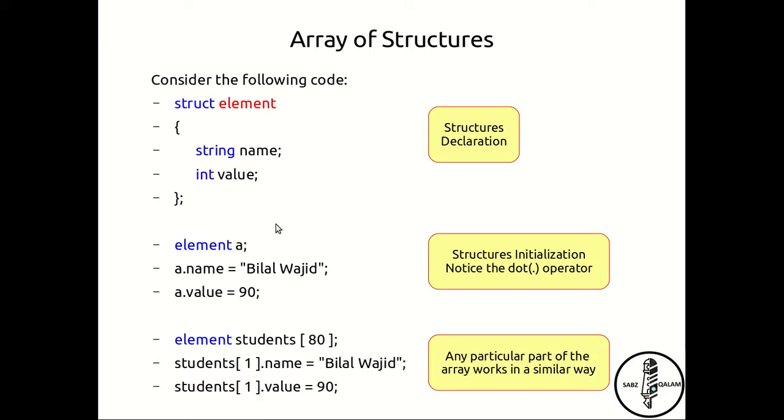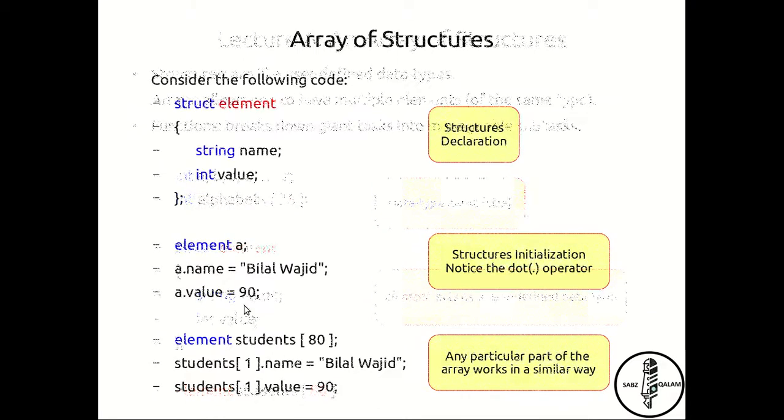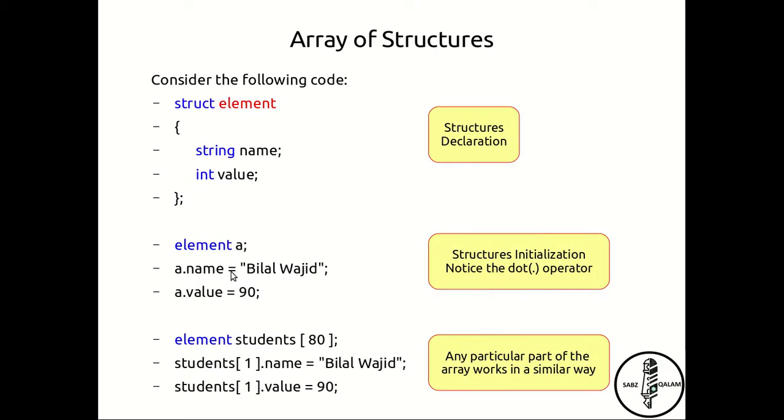Now, because previously we just declared an array of structures, which is element, students, and 80, we can actually use pretty much the same format that we've seen here, right? Element, students, 80. So now I'm just saying students 1 dot name and students 1 dot value. So the dot operator works the same way as with any normal structure, without even an array.